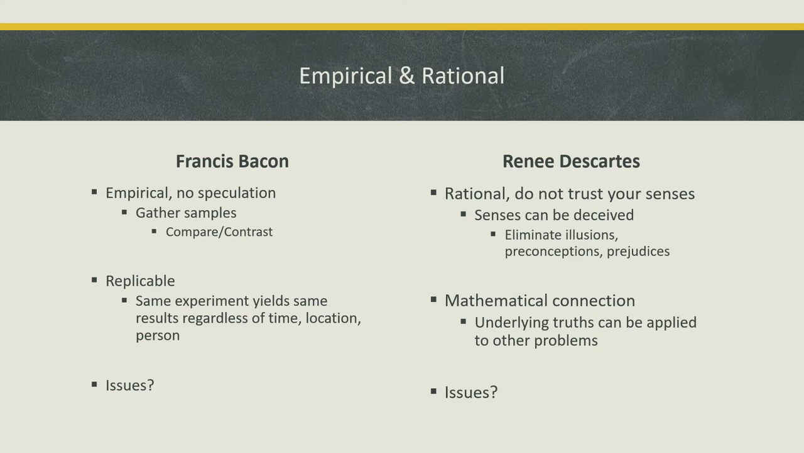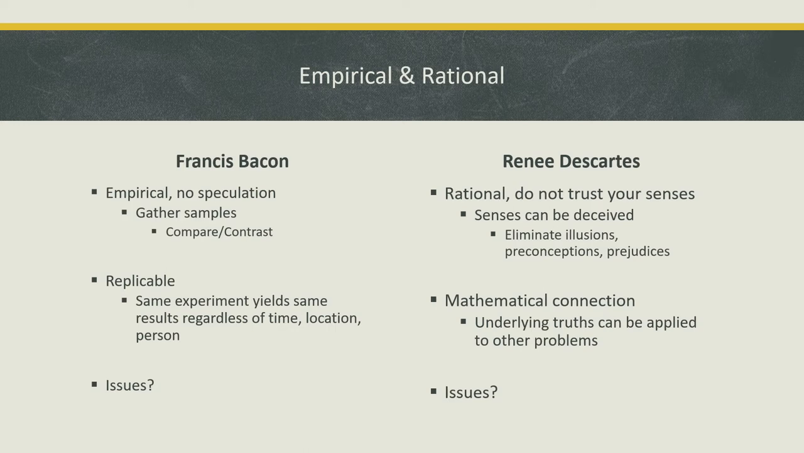The same experiment should yield the same results regardless of where you test it, who does the testing, or when they do the testing. So for instance, if an experiment only works at midnight on the third Friday of any month, the conclusion you're drawing is probably not based on reality. It's based on something else that's happening.